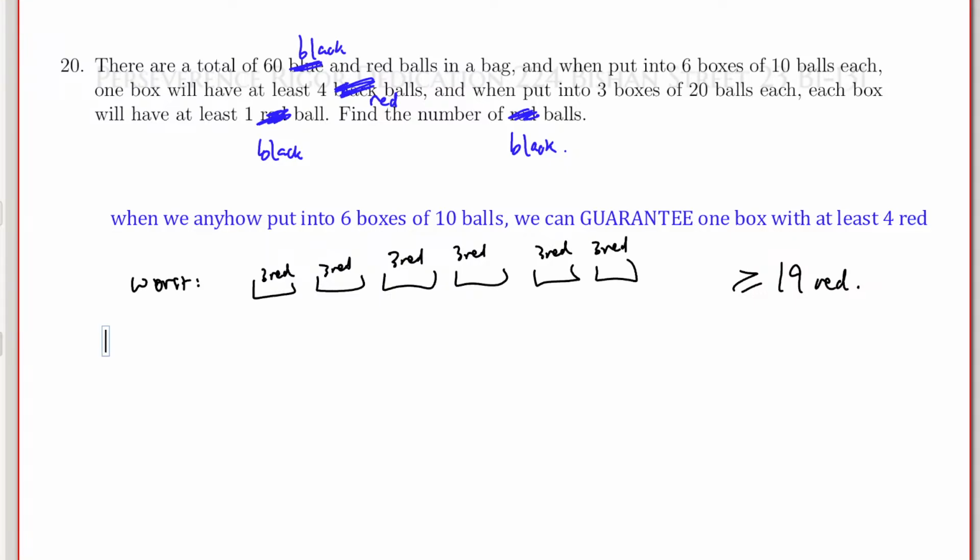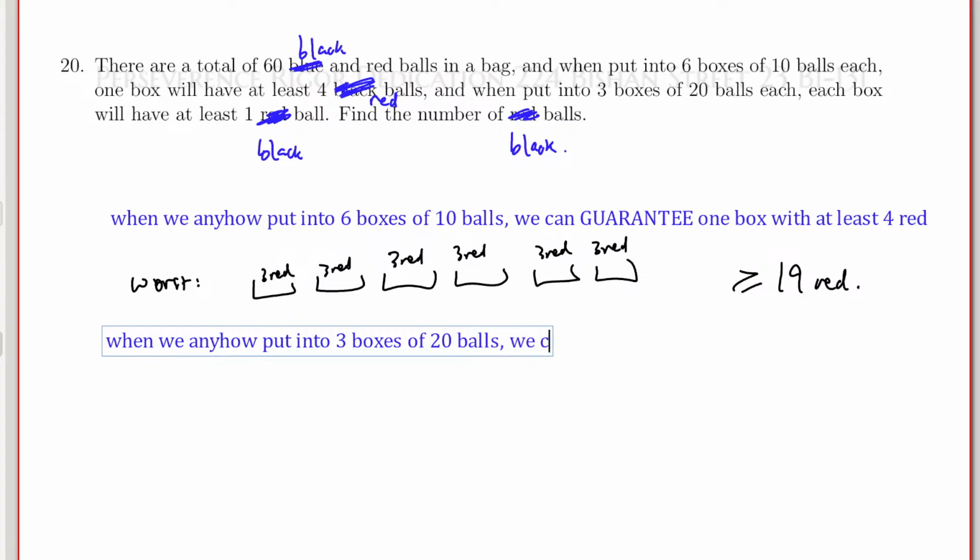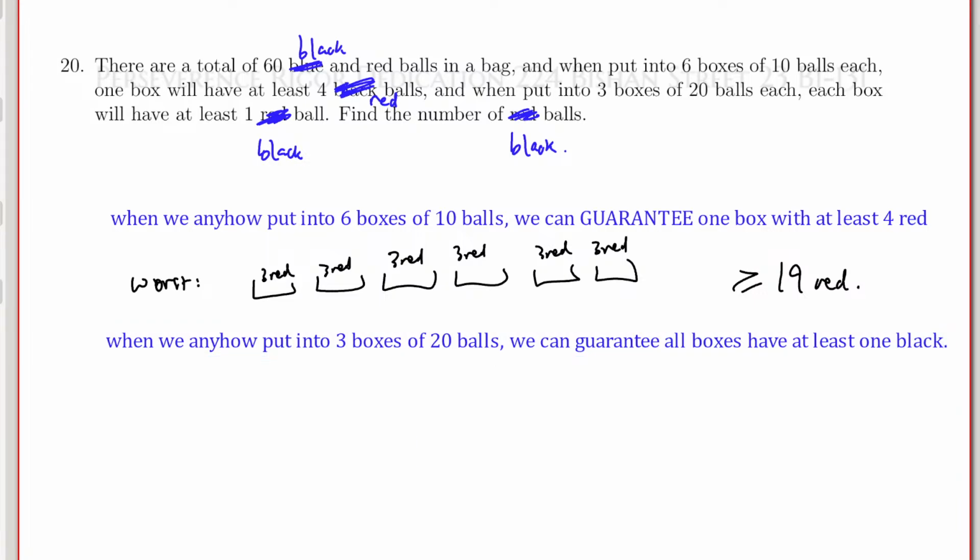Then let's take a look at the other condition. The other condition says when we anyhow put into 3 boxes of 20 balls, we can guarantee that each box has at least one black ball. All boxes have at least one black. So in this case, what's the worst case scenario for the black? Or in other words, what's the minimum number of red?